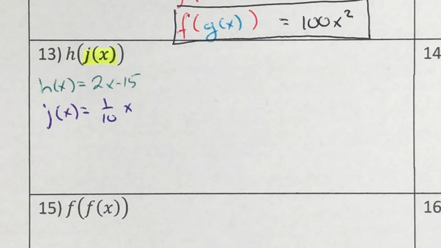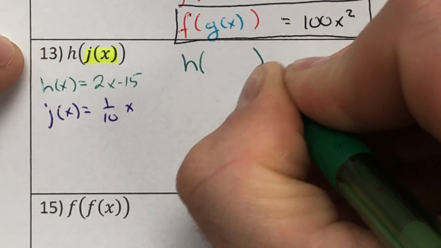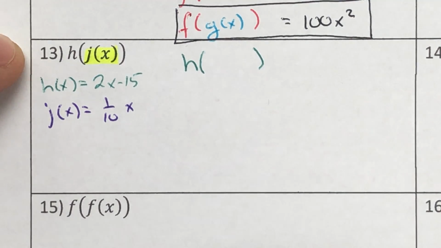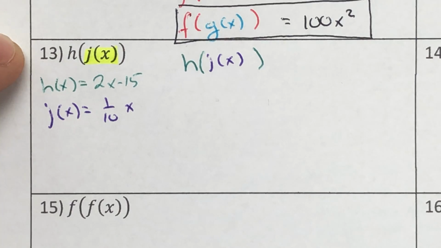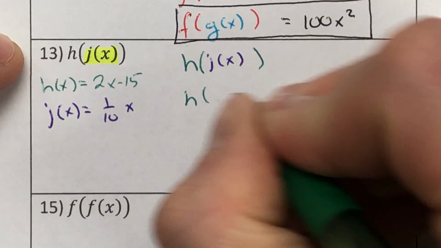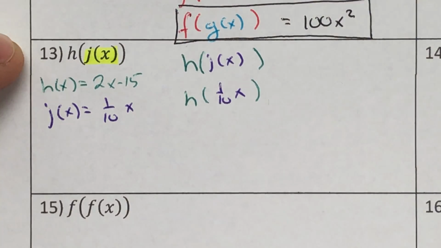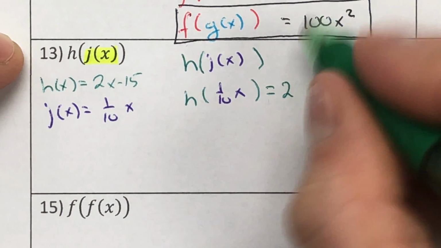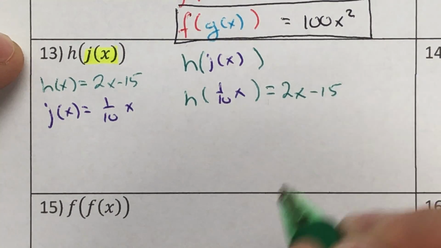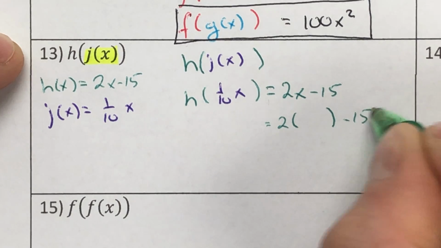So let's rewrite this in a slightly different way to make a little more sense. If I say h, well, what are you plugging into h? I'm going to go ahead and plug a j of x in there. Okay. What is j of x, you say? Well, I'm glad you asked. J of x is 1/10 of x. That's what I'm going to be plugging into my equivalent h. Well, what was your h? We said that is 2x minus 15. So I'm going to say that's 2, whatever j of x is, minus 15.